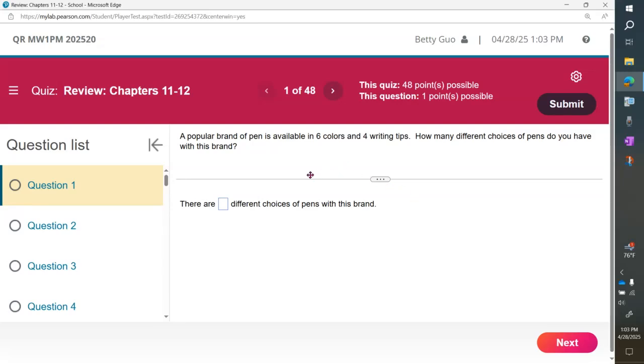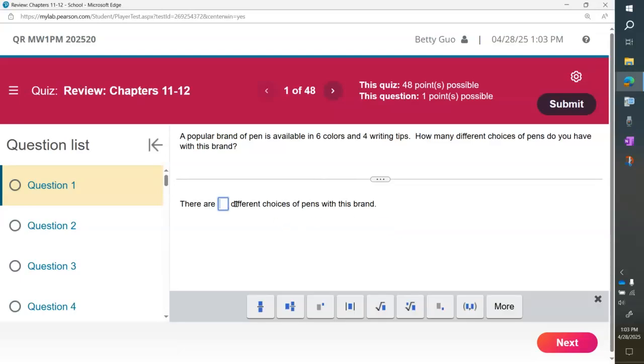This problem is an application of the fundamental counting principle. Two steps. First step, choose the color: 6 options. Second step, choose the type of writing tip: 4 options. 6 times 4 is 24. That's a straightforward one.